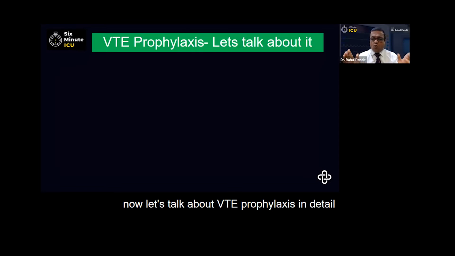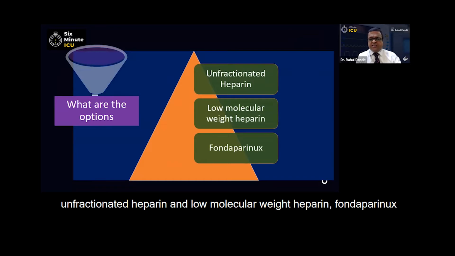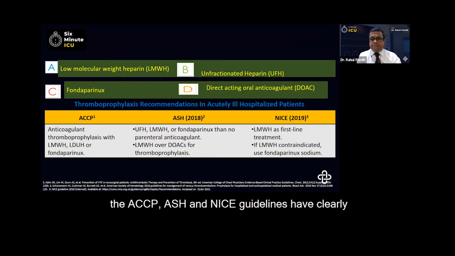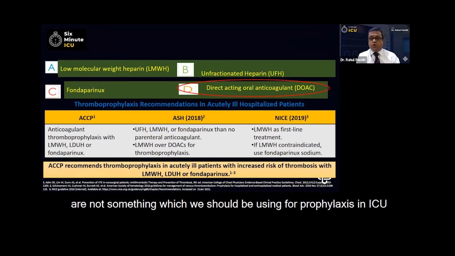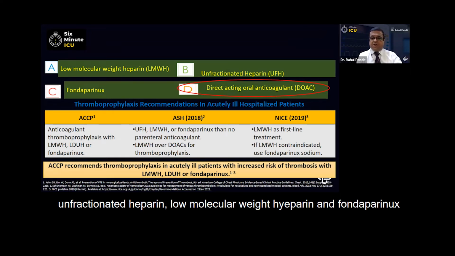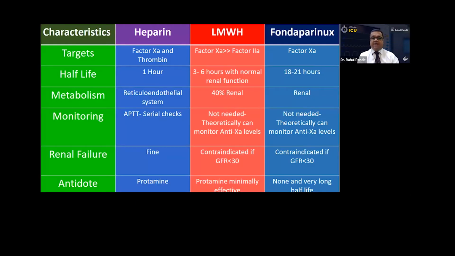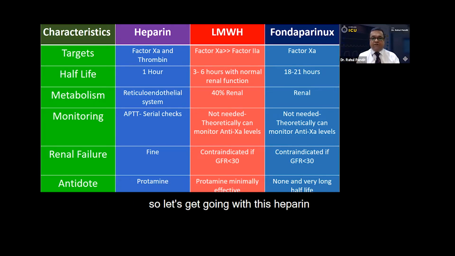Now, let's talk about VTE prophylaxis in detail. What are the options? The three options we already know: unfractionated heparin, low molecular weight heparin, and fondaparinux. We also know that the ACCP, ASH, and NICE guidelines have clearly said that the direct acting oral anticoagulants are not something which we should be using for prophylaxis in ICU. So, what does that leave us with? It leaves us with unfractionated heparin, low molecular weight heparin, and fondaparinux. However, to decide what dose and what regime we should be using, we need to understand some basic characteristics of these drugs. So let's get going with this.